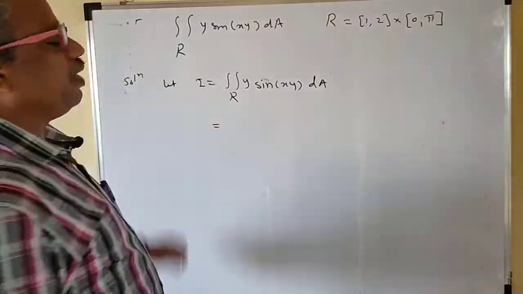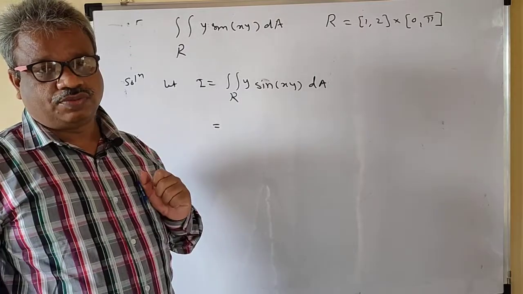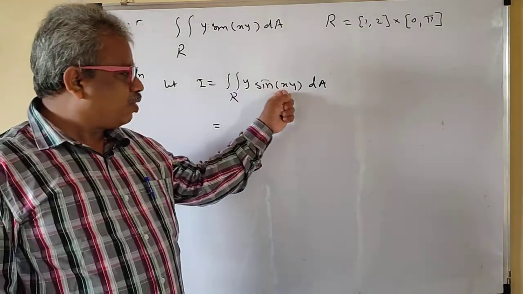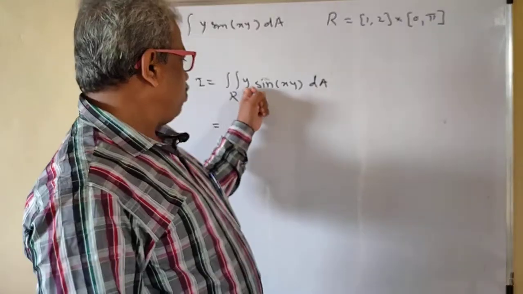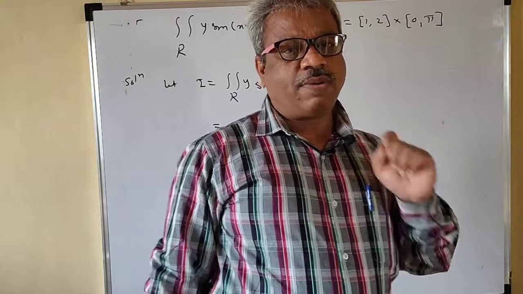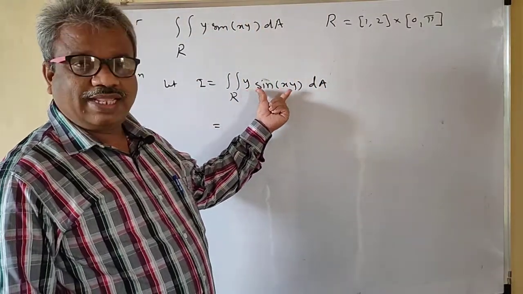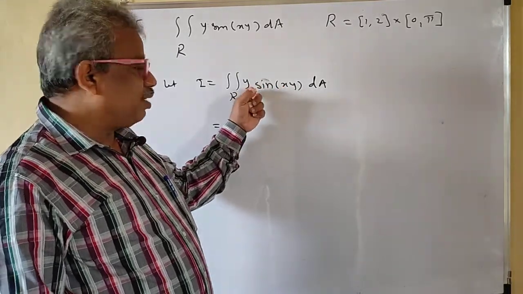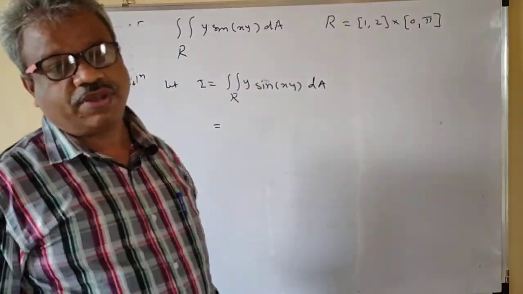Now I have to put the limits, so take care of the function also. Now see, this is y sin(xy). If you want to integrate y sin(xy) with respect to y, it is a product of functions of y, so you have to use integration by parts. To avoid that, this is very easily integrable with respect to x. So instead of integrating with respect to y first, we will integrate with respect to x first.